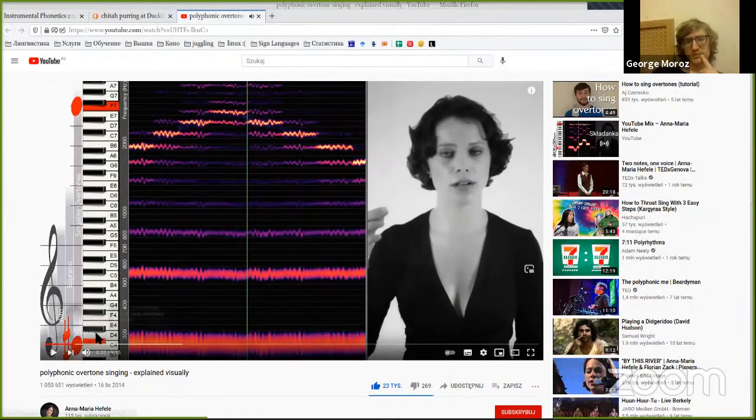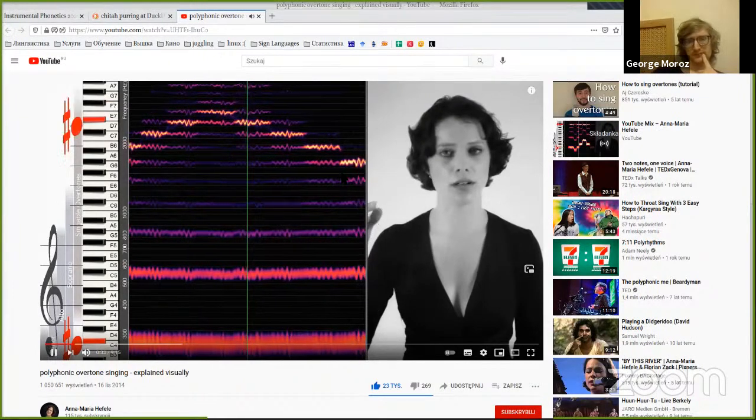So you see the system. It's mostly one note that she sings, and then she has this overtone that goes up and changes different notes over here.